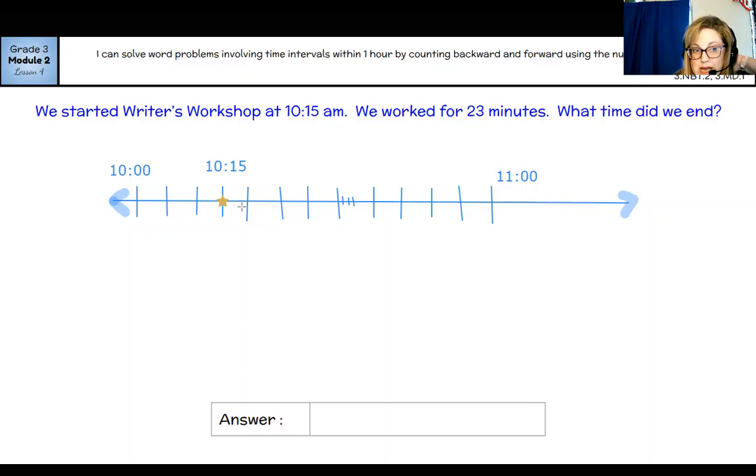Now I need to figure out what time that is. So this was 10:15, 20, 25, 30, 35, 36, 37, 38. So that time right there is 10:38. I'll put another stamp right there. 10:38 is right there, and that is what time we ended. So I could write 10:38 down here as my answer.